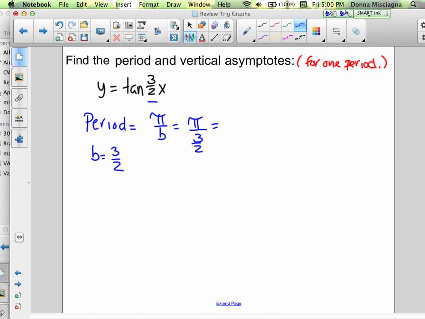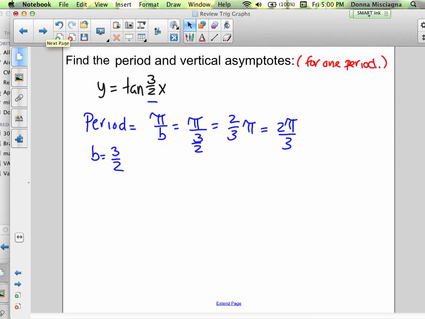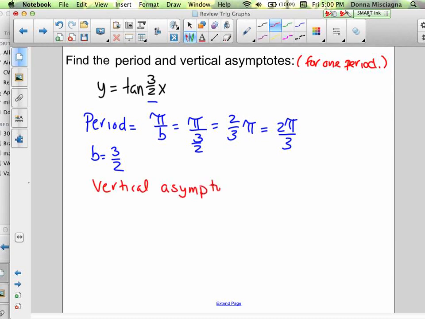I'll put that in front. Let me make that a little nicer. 2 pi thirds is the period. Now let's find the vertical asymptotes. Right, we take bx equals negative pi halves and bx equals pi halves, because that's where tangent normally has its vertical asymptotes. In this case, b is 3/2. So we have 3/2 x equals negative pi halves, and 3/2 x equals pi halves.